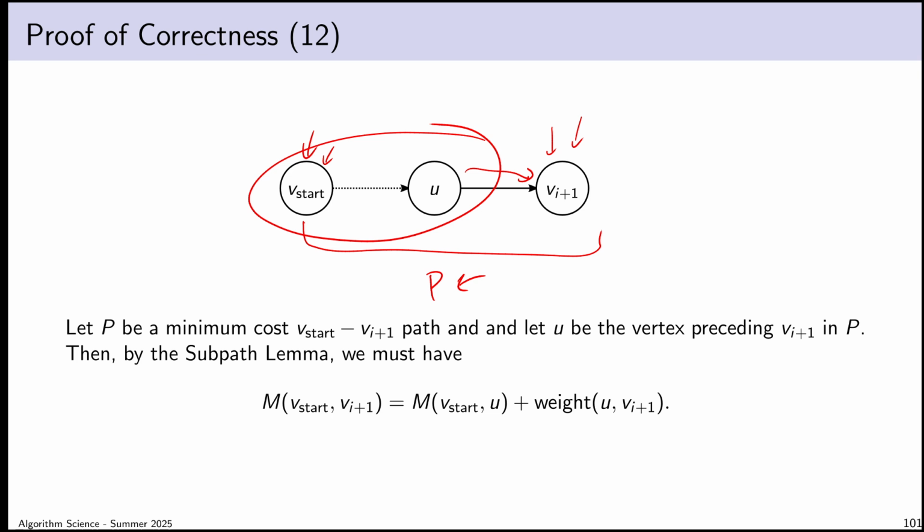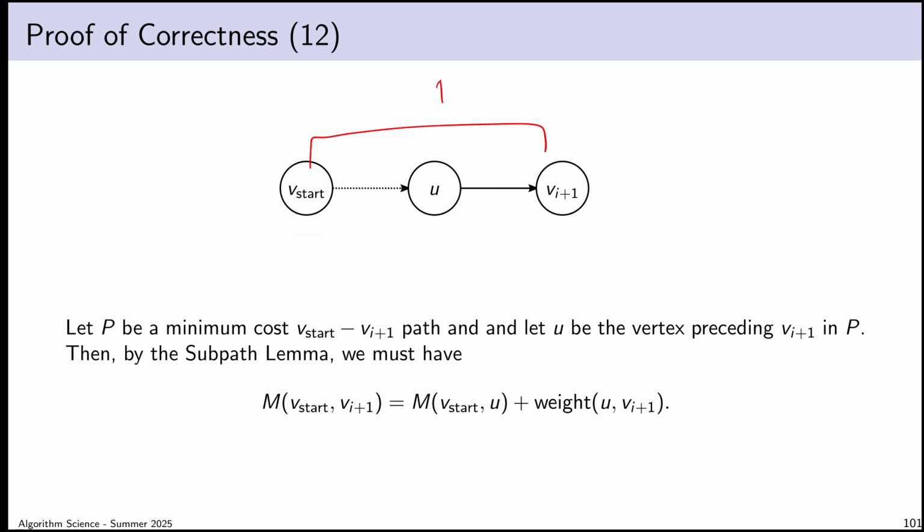So for now, all we know is that P is a minimum cost path from vertex v start to v_{i+1}, and it may or may not be partially contained inside of the tree. Certainly it starts inside of the tree because v start is obviously going to be in the tree. Okay, so P is a minimum cost path from vertex v start to v_{i+1}. There could be more than one of them, but it's one of them.